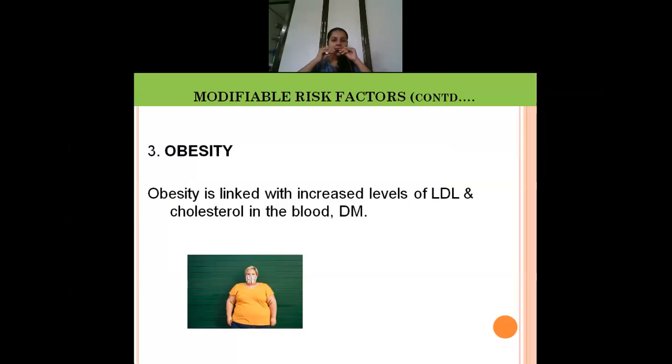Next one is obesity. We already have learnt obesity or fat accumulation around your waist or abdomen will increase your risk for hypertension, diabetes and even coronary atherosclerosis.